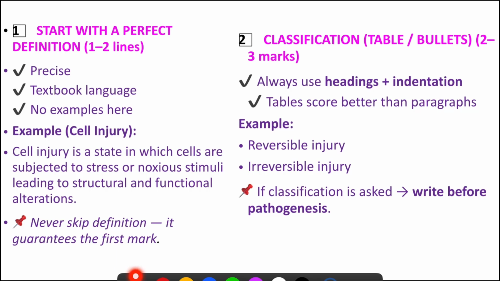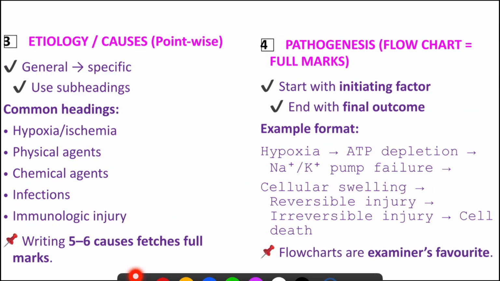Second, classification, either in the form of table or use bullets, and always use headings as well as indentation. Now a table, if you write, scores better than paragraphs, right? And if classification is asked, don't write it before pathogenesis. So first write definition, then classification, then what are the causes for that particular disease. So etiology, causes, starting from general to specific, and use subheadings, right? So this is some example where you write at least 5 to 6 causes, which fetches full marks.